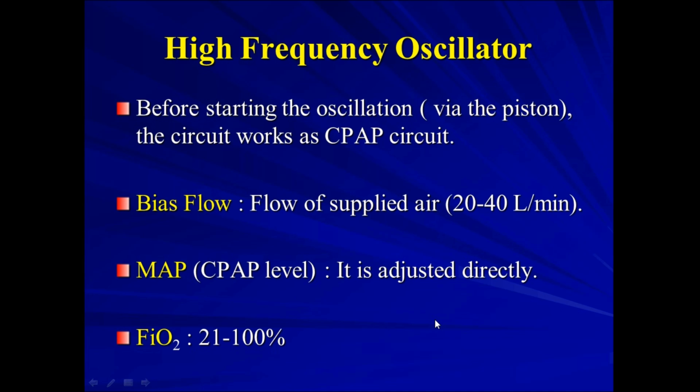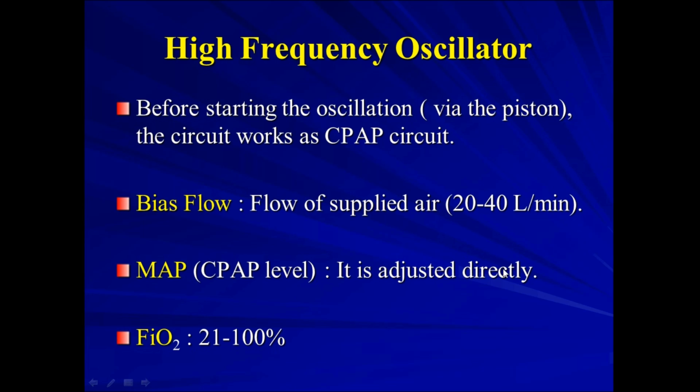So before starting the oscillation via the piston, the circuit works as a CPAP circuit. The bias flow, the constant airflow we are applying to the circuit, we supply around 20 to 40 liters per minute. In pediatrics, we use 20 liters per minute. In adults, we use 40 liters per minute. The MAP is the CPAP level.